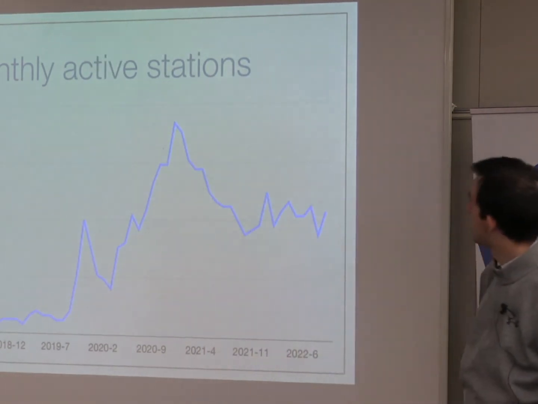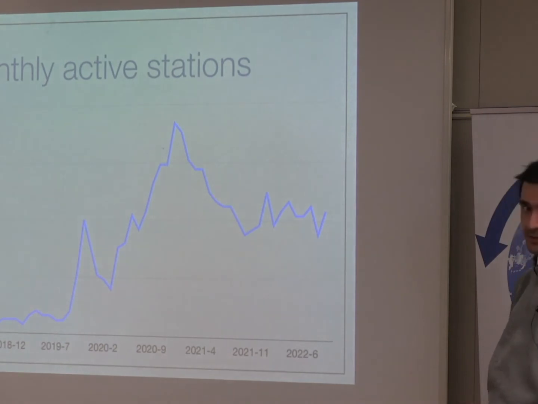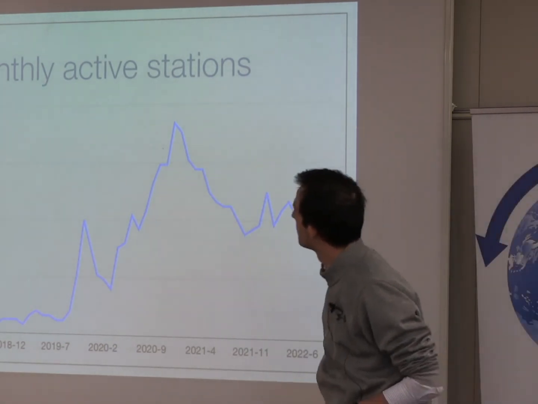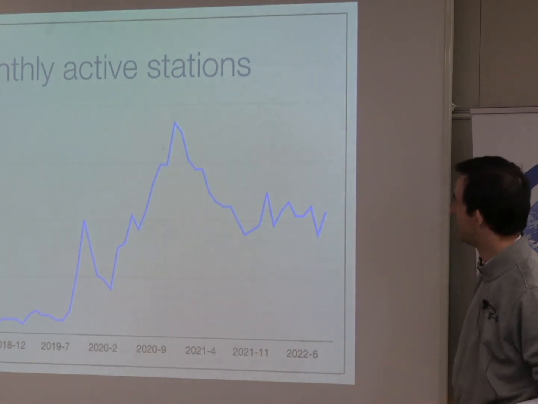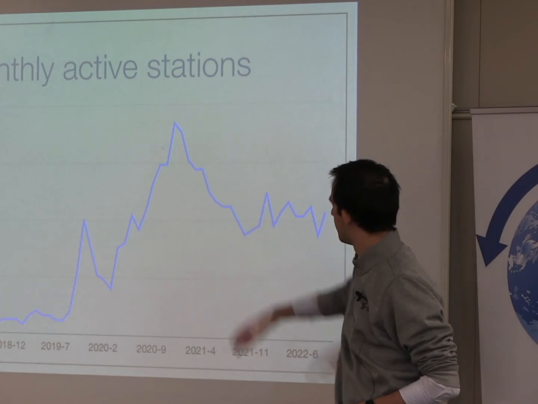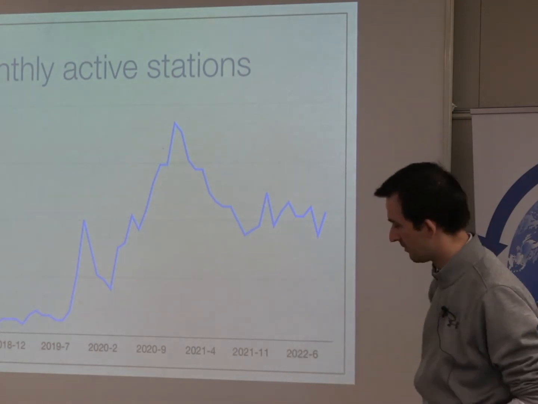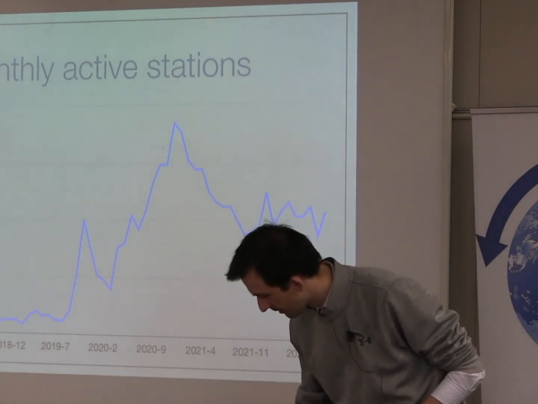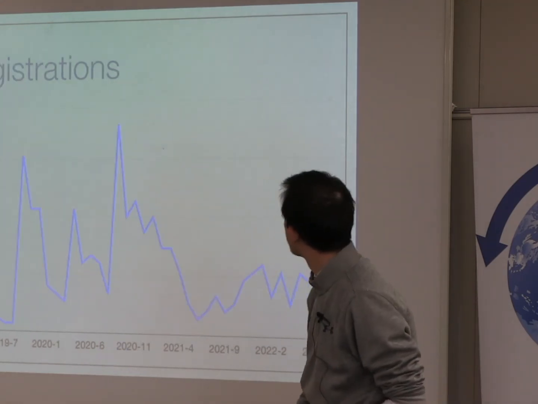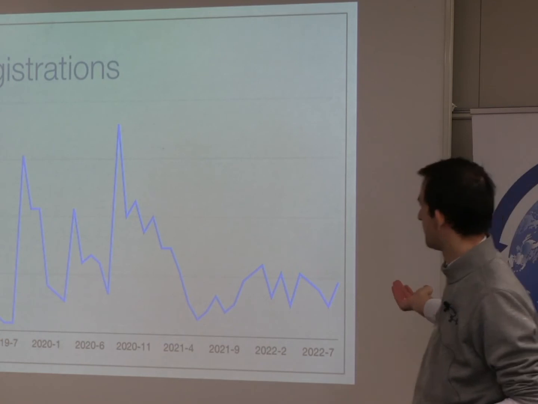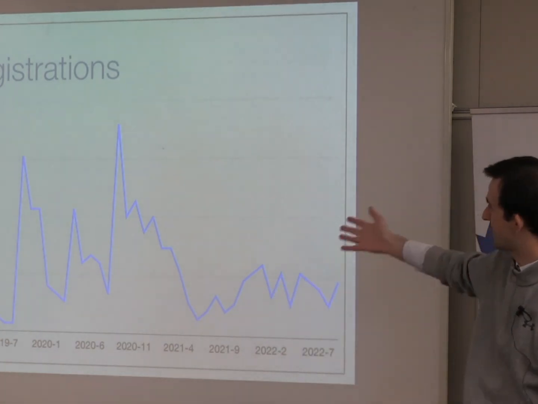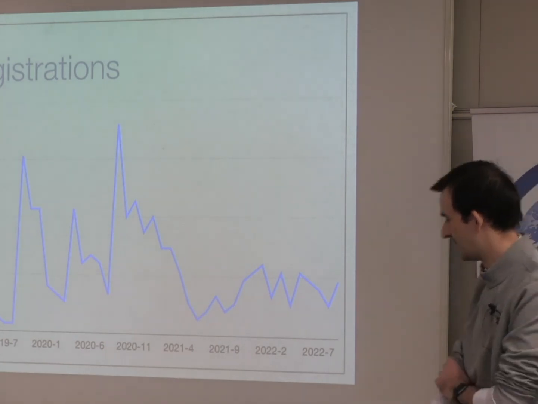This is monthly active stations on LeoSat data. There was some spike. I don't know what happened. I didn't do much analysis on this, but there's a steady number of stations going on, and they're constantly working and producing valuable data. This is the number of registrations. I don't know if it's useful or not, but those active users register on the site and just try to use the service.